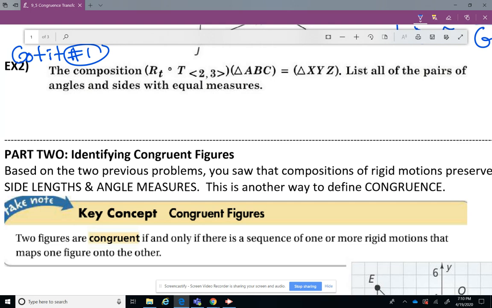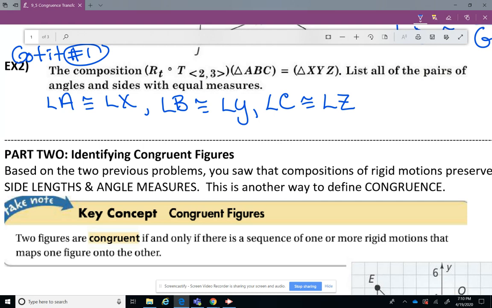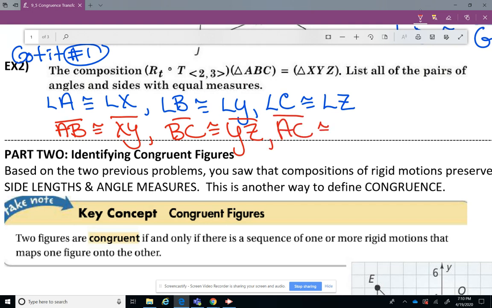If you want to pause it and then come back and check, you can, but I'm going to go ahead and list the angles first. Angle A is congruent to angle X. Angle B is congruent to angle Y. Angle C is congruent to angle Z. Now we're going to do side lengths. Segment AB is congruent to segment XY. Segment BC is congruent to segment YZ. And then segment AC is congruent to segment XZ.